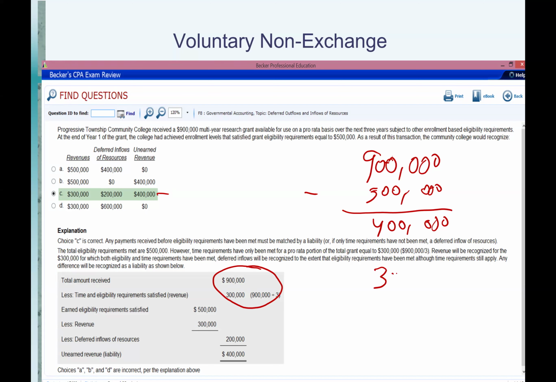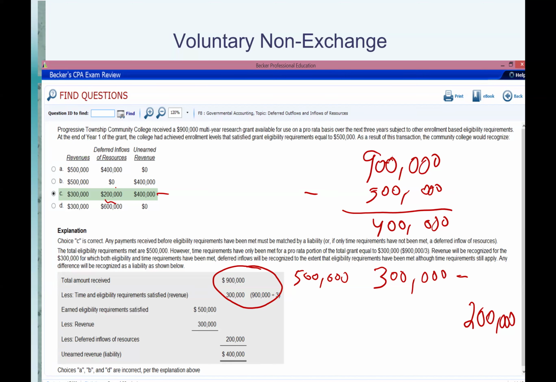So if 300,000 is revenue, I've met eligibility for 500,000 and I've only met time for 300,000. Then that means the remaining 200,000 must be this deferred inflow amount. Okay, so that's an example, voluntary non-exchange.